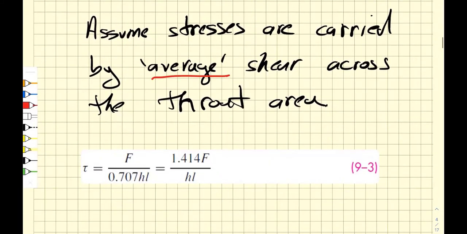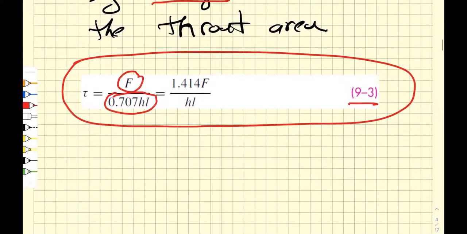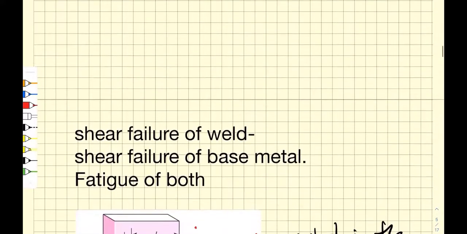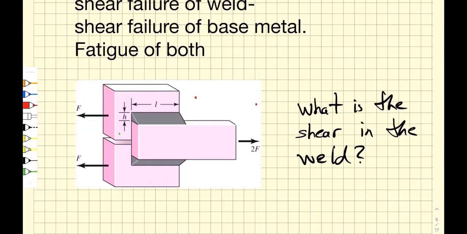So I already said this, the shear stress is calculated by dividing the applied load F by the effective throat area, 0.707 H, and this is the simple equation 9.3 from your textbook that we use to calculate that effective shear stress. So let's take a quick peek at a simple example. We have a force 2F applied to a plate 1, which is welded through fillets to plates 2 and 3 here, and we have shear transfer across those fillets. What is the shear in the weld?